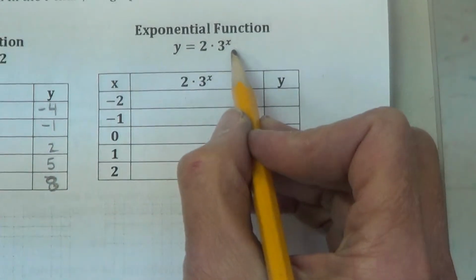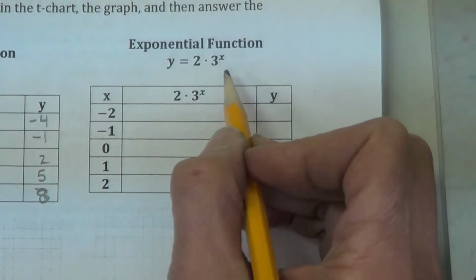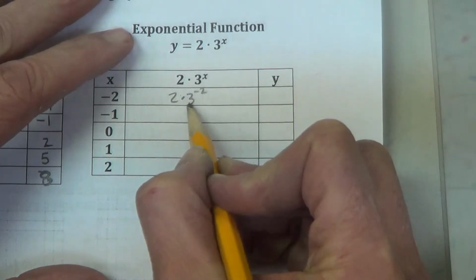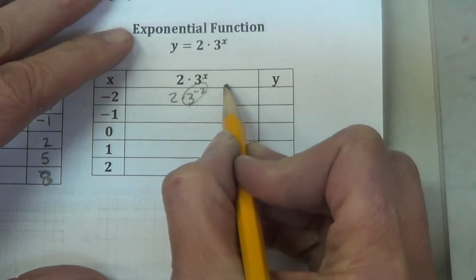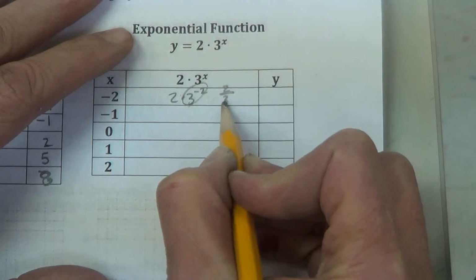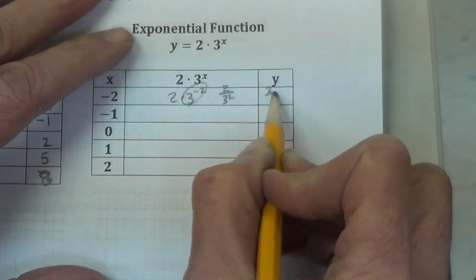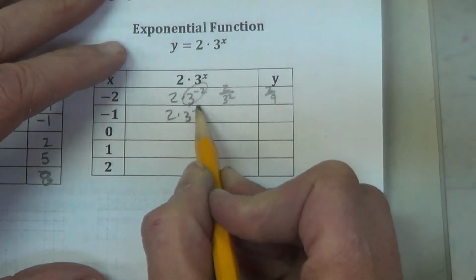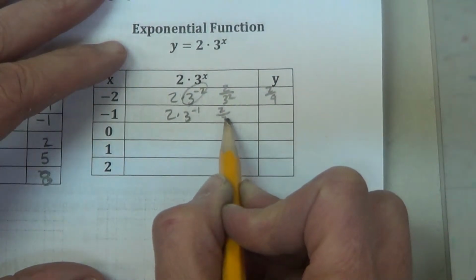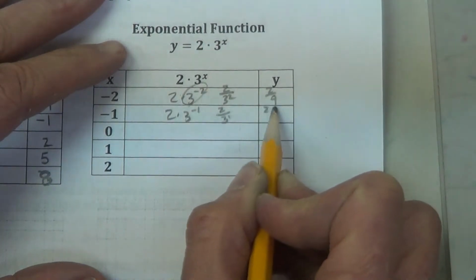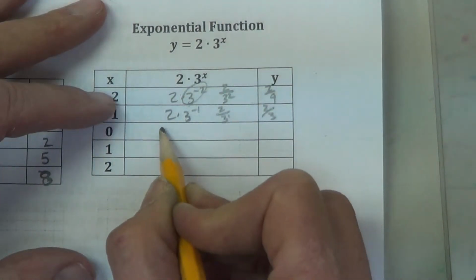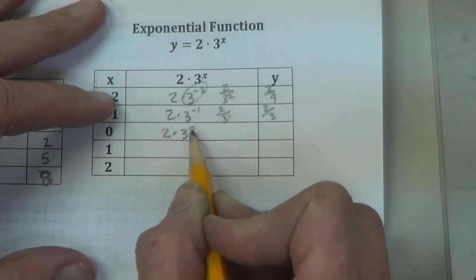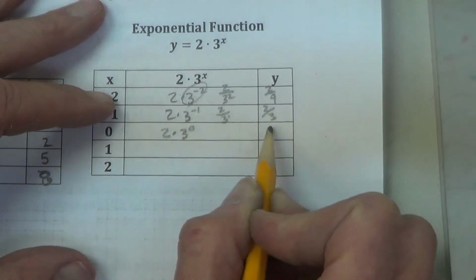Exponential function, because we have the variable in the exponent. Let's try that. 2 times 3 to the -2nd. Remember, with the negative exponent, we flip it to the bottom. So that becomes 2 over 3 squared, or 2 over 9. 2 times 3 to the -1st would be 2 over 3 to the 1st, or 2/3. 2 times 3 to the 0th. Anything to the 0th power is 1, so 1 times 2 is 2.